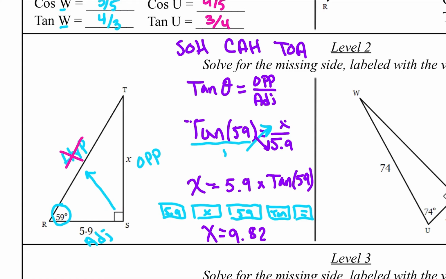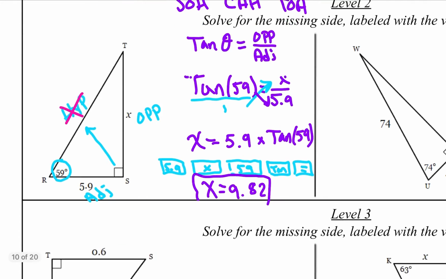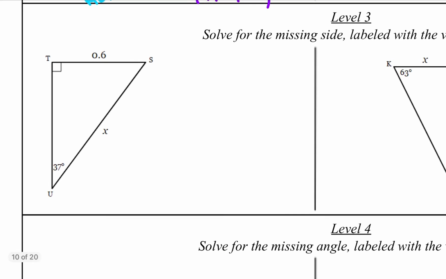If you ended up getting 5.9 times, if you got negative 4.87, it means your calculator is in the wrong mode. Make sure you put your calculator in degrees when you start this test. That way you don't mess these up. So 9.82. All right, level 3, same idea, same question.